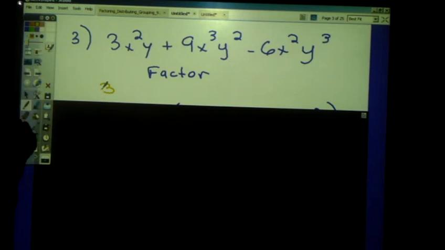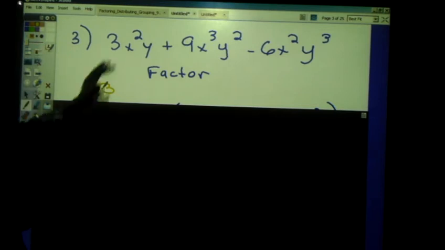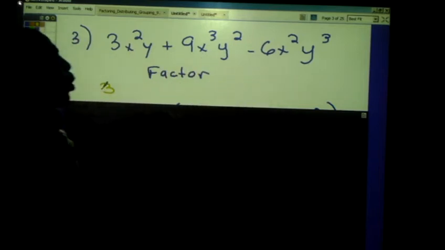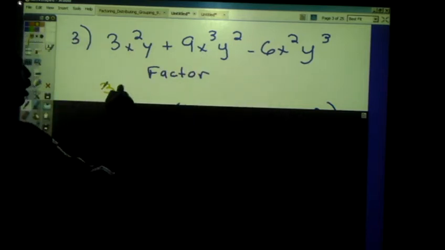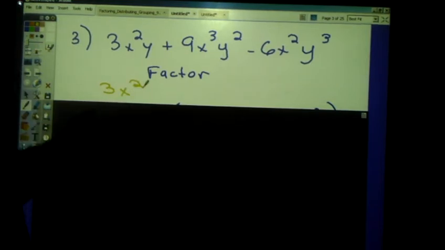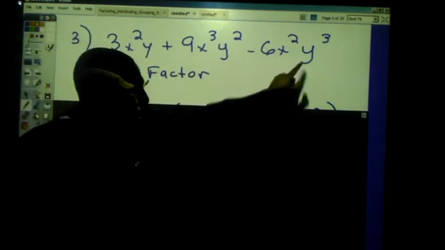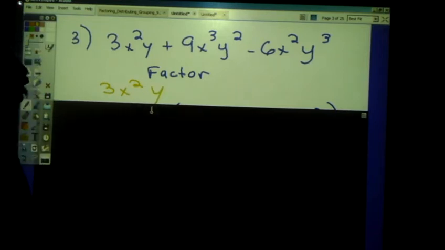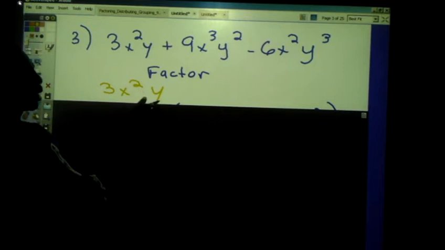The greatest common factor of the letters is the smallest letter that's in every term. Is there an x in every one of these? Yes. What's the smallest x you see? X squared. Is there a y in every term? Yes. What's the smallest y that you see? Y. So this is our greatest common factor, 3x squared y.